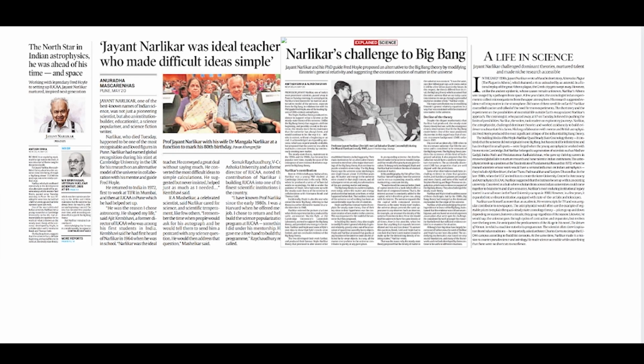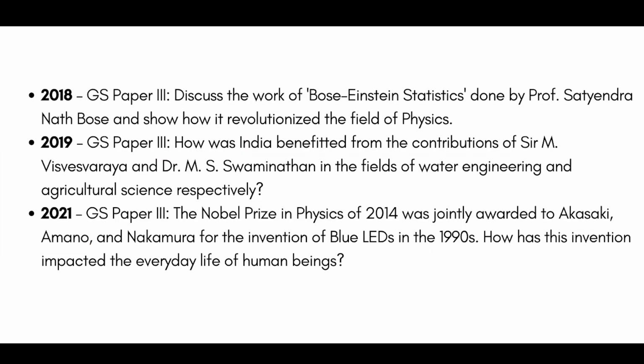The next two discussions deal with the passing away of two prominent Indian scientists, public educationists, and leaders of our society, Mr. Jayant Narlikar and M.R. Srinivasan. You know that previously UPSC has asked questions with respect to these public personalities who have contributed to India's science and technology.